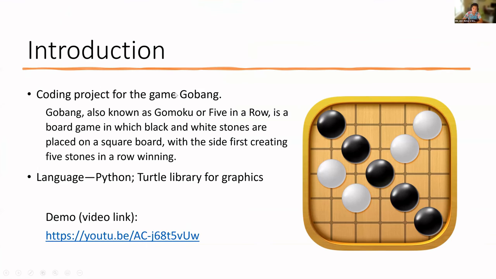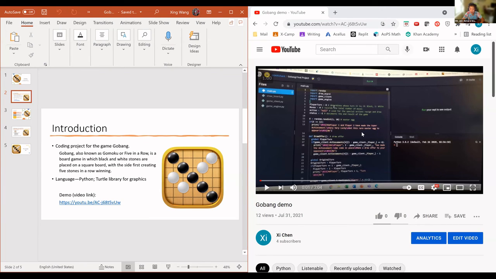As its name suggests, it's on the game GoBank, which, if you don't know, is a game where two players alternately place black and white stones, and the first to create five in a row wins. I wrote my project in the language Python, and I used the Turtle library for graphics. So how about we watch the demo video that I made previously?